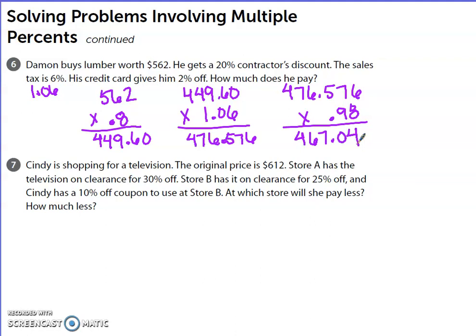Right, 3 things, 3 percentages, 3 multiplication problems. All right, let's keep going.